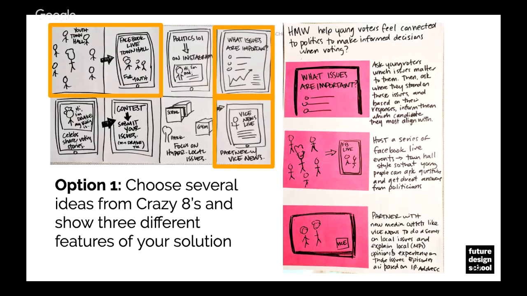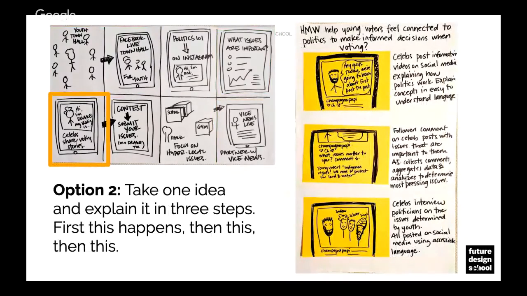Those episodes would air based on IP addresses. The other option for storyboard is to take one idea and build it out into 3 steps, sort of like a process. So first this happens, then this happens, then this happens. Again, we've got our same how might we question up at the top, and we've now written down a step-by-step process. So the first is celebrities would post informative videos on social media explaining how politics work.